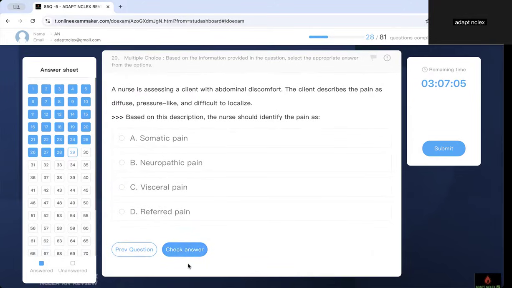I put this question in the community chat, and the score was very low. Why? It's our concept. Based on the description, the nurse should identify the pain as what? And the nurse is assessing the client with what? Discomfort, right? The client described the pain as what? The pain is diffuse, pressure-like, and difficult to localize.